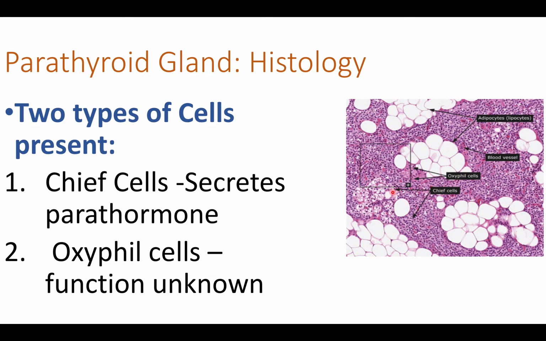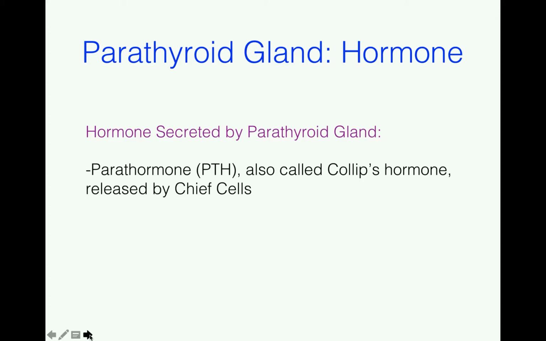These are the chief cells and these are the oxyphil cells. Oxyphil cells are much larger but less abundant than the chief cells. Their function is unknown, but it is interesting to note that the number of oxyphil cells increases with age, and only a few are seen before puberty. These are adipocytes present in the parathyroid gland. These are the blood vessels. So this is all about the histology of the parathyroid. We will see functions and disorders of the parathyroid gland.